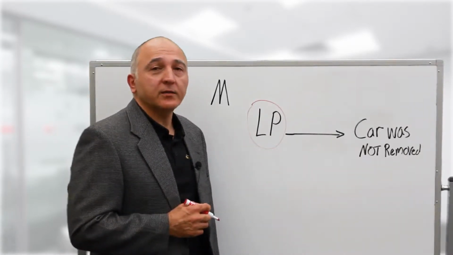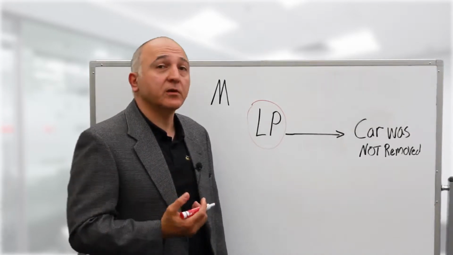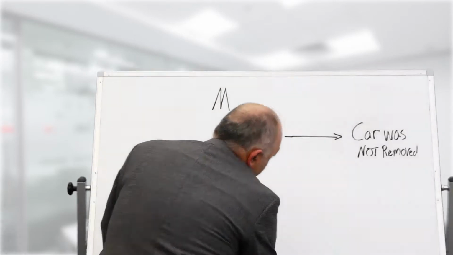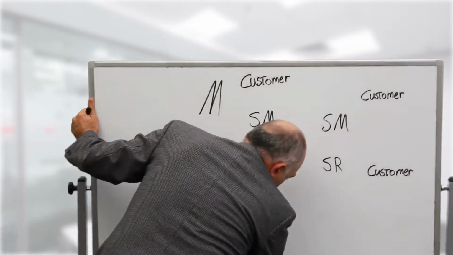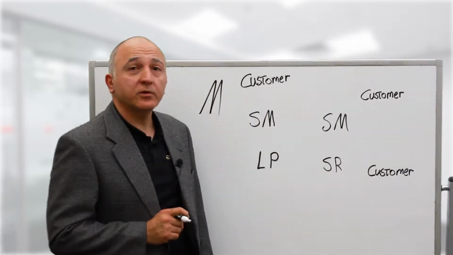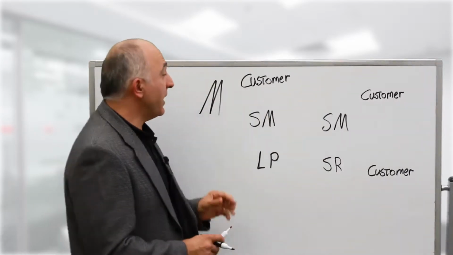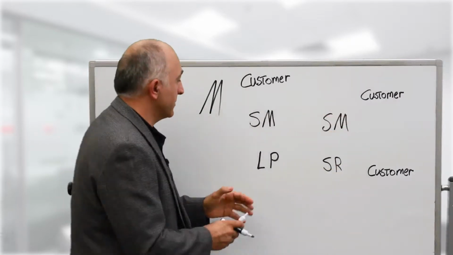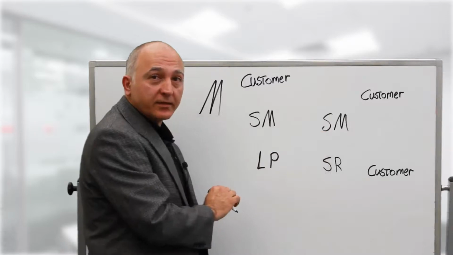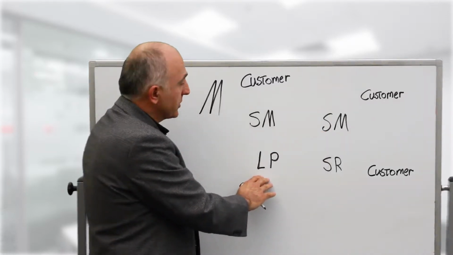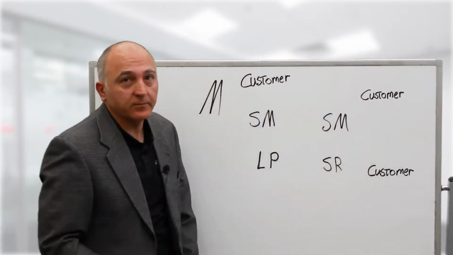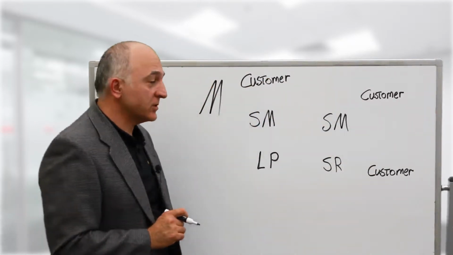Now, let's look at how the circular approach would look at this problem. In the circular approach, the first thing we do is identify all the players. So we have the manager, we have two sales managers at the desk, we have the lot porter, we have the sales representative, and we also have some customers around. So this is how the situation unfolds.